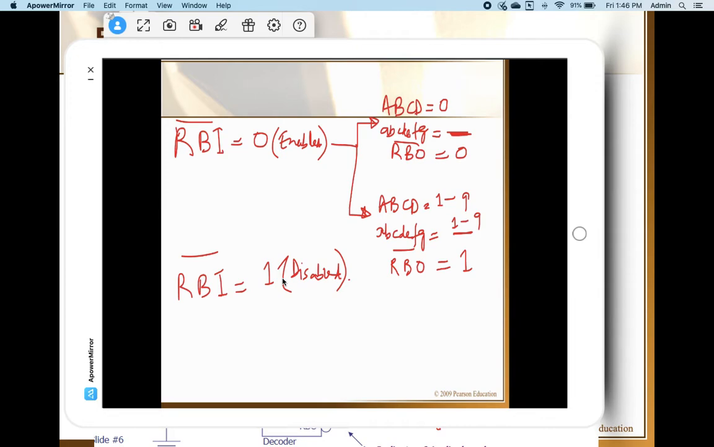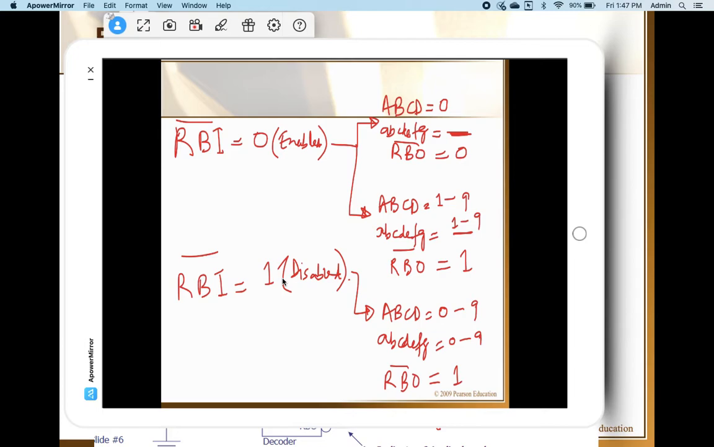So it will be like this. No matter what the value is from 0 to 9, the output will display that value. Okay? And RBO, since output is being displayed, will show 1. Okay? So this is basically the whole concept.